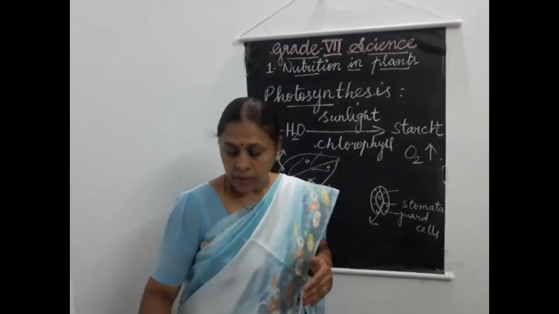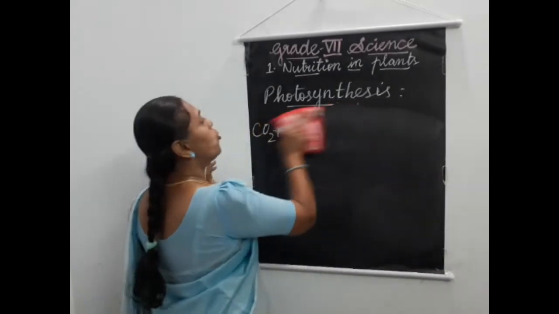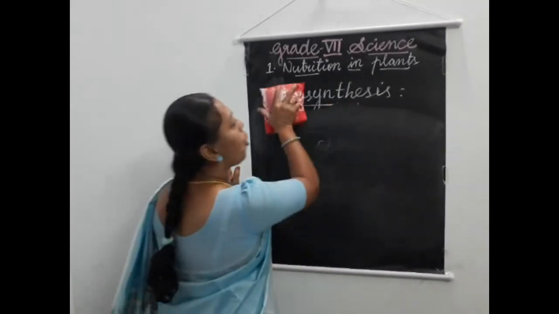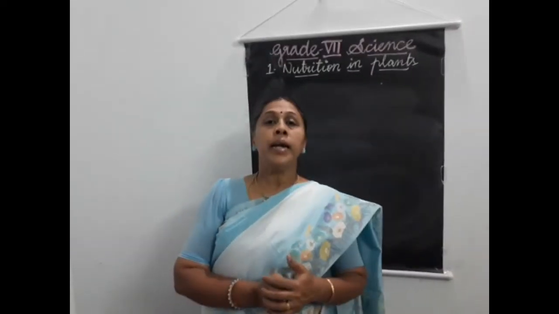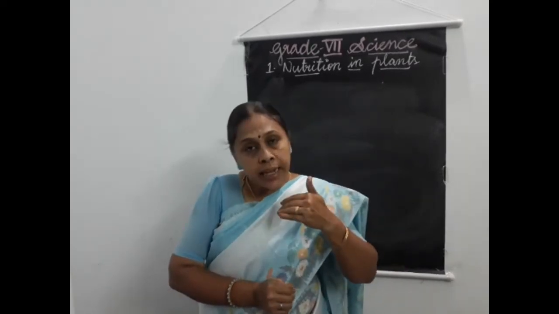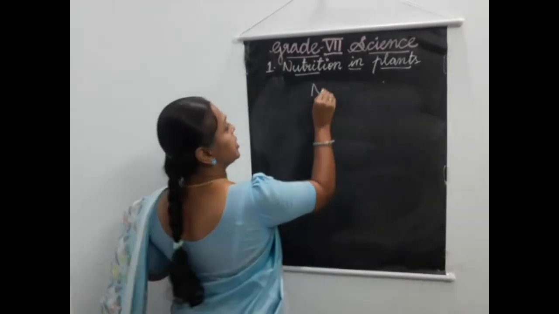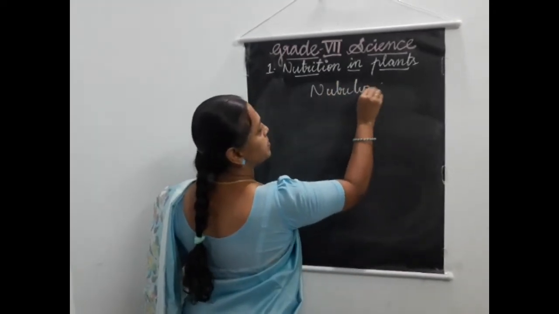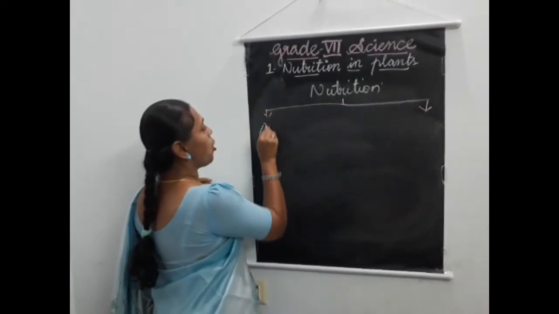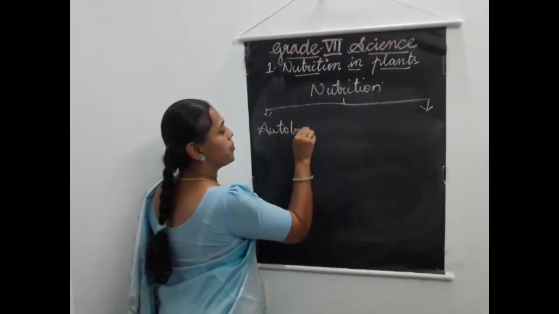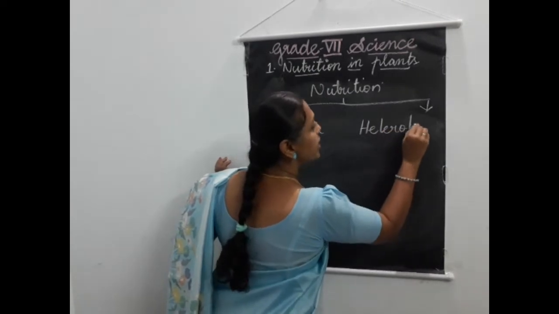So in this way, through the process of photosynthesis, the plants prepare their own food, and we all depend on the plants for our food. So this mode of taking food and utilizing it is called nutrition. This nutrition is of two types. What are they? Autotroph and heterotroph. What are the two types of nutrition? Autotroph and heterotroph.